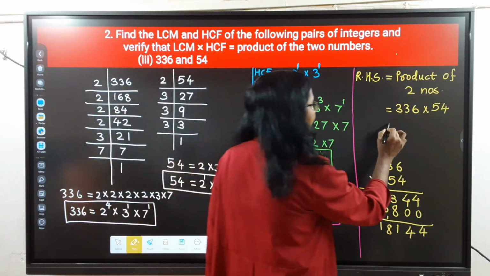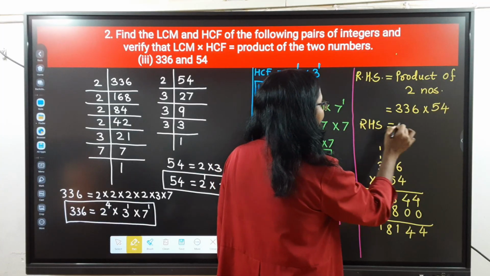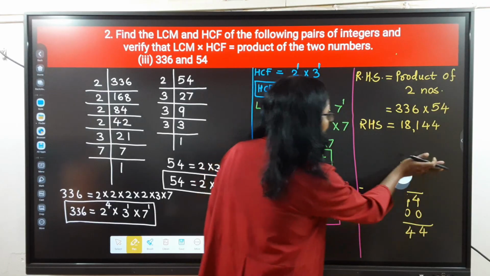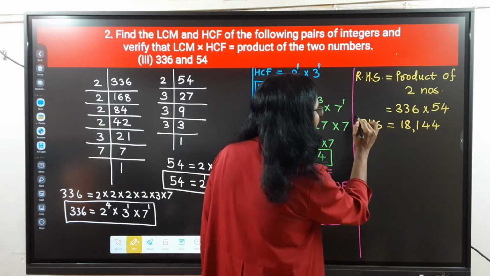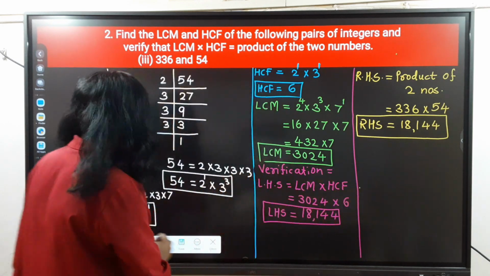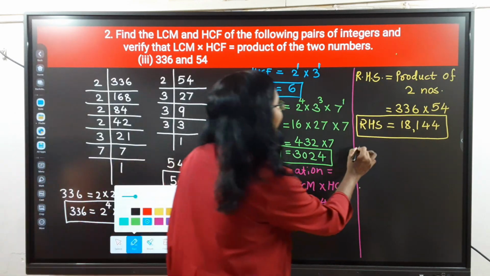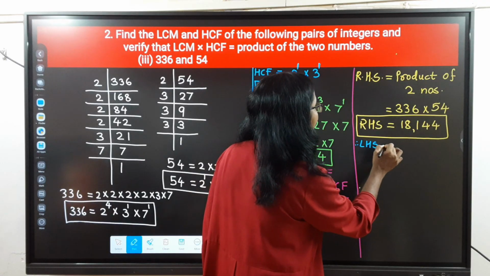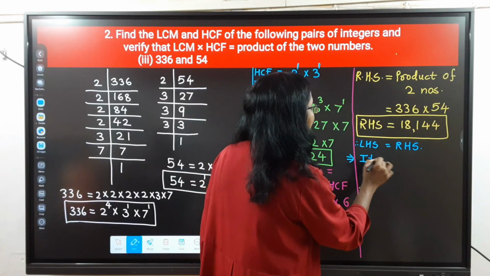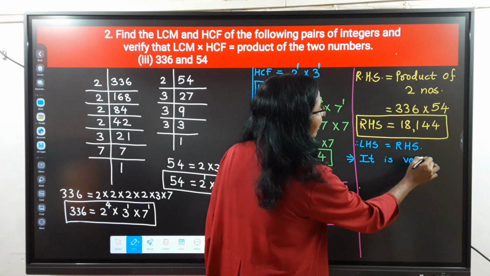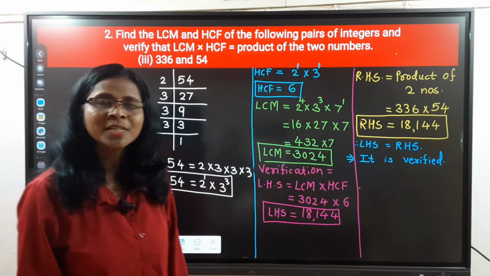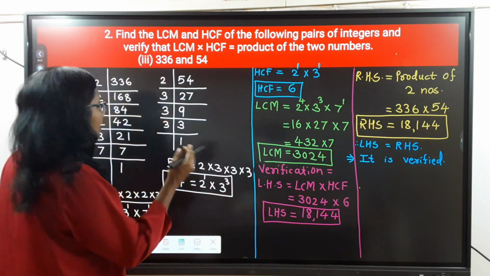Okay, so I write here RHS is equal to 18,144. So now here students observe LHS and RHS both are equal and that is equal to 18,144. Okay students, so here we write that therefore LHS is equal to RHS, and that means students it is verified. Okay students, so such a way we can solve such a type of the example students, and stepwise it is a very easy method students.